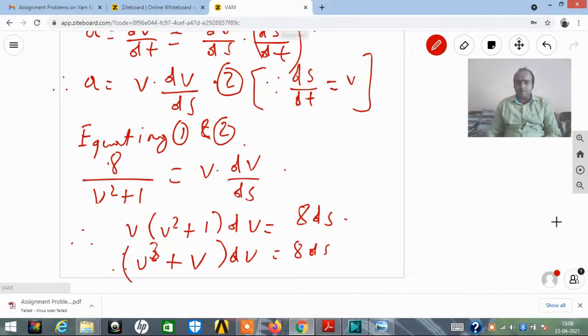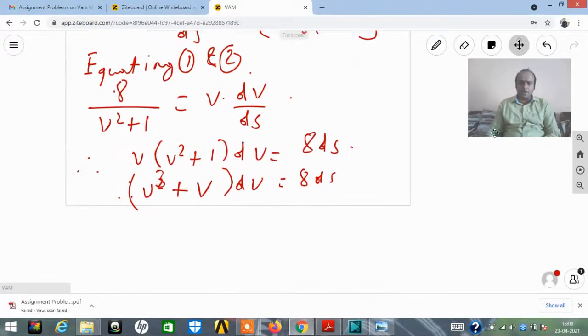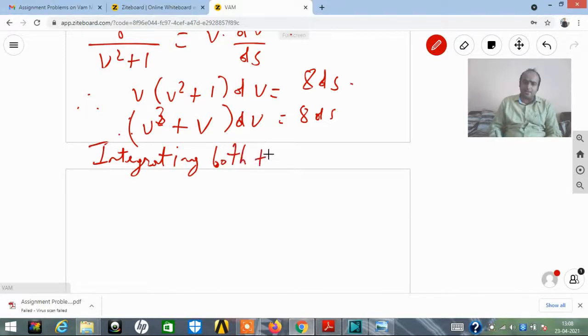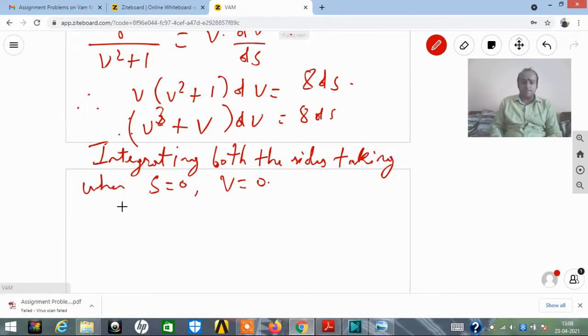Now I will be integrating both the sides, taking lower limits as, we are having that condition with us, s is equal to 0 at v is equal to 0. When s is 0, v is 0.